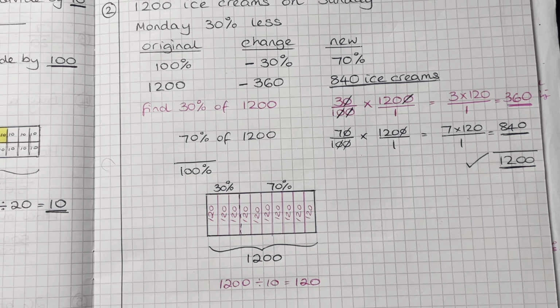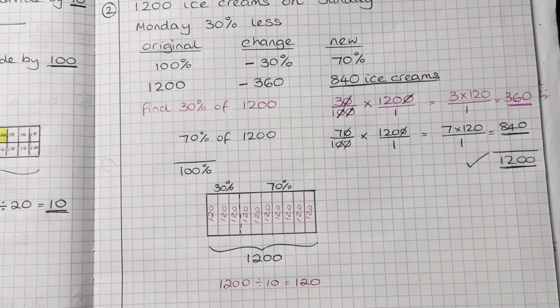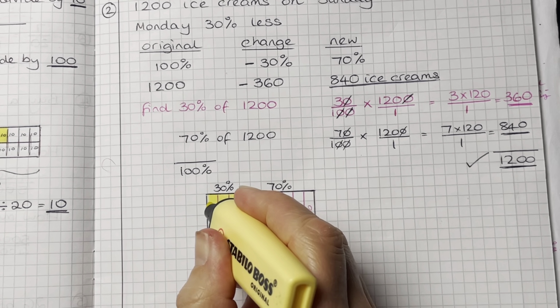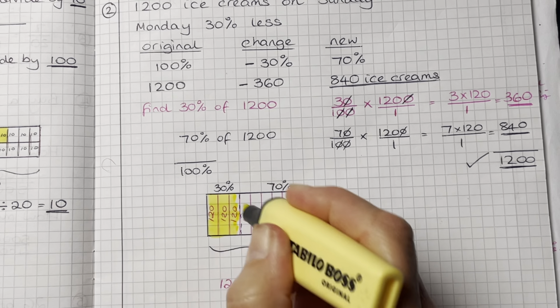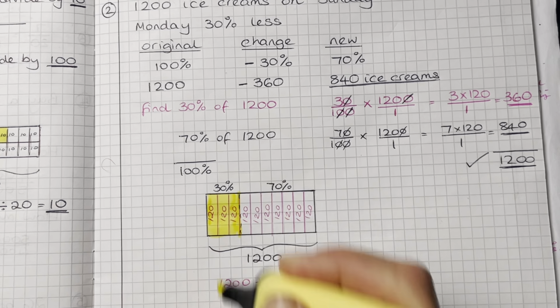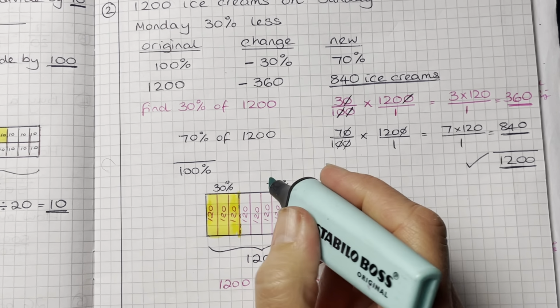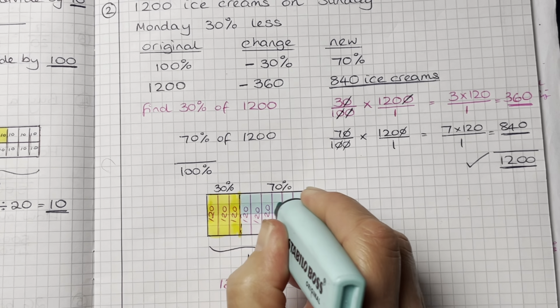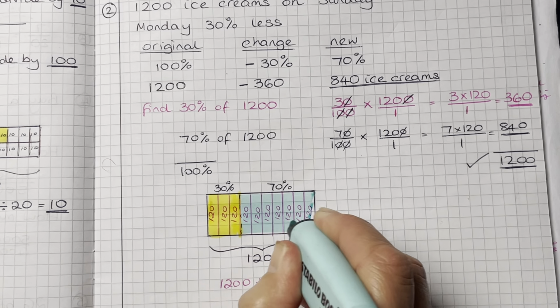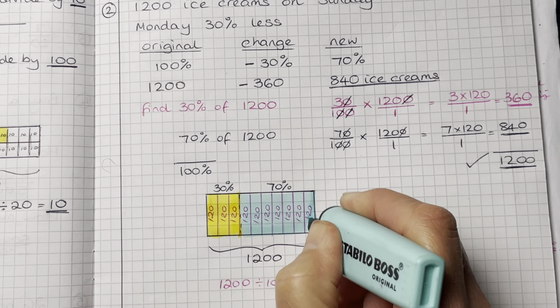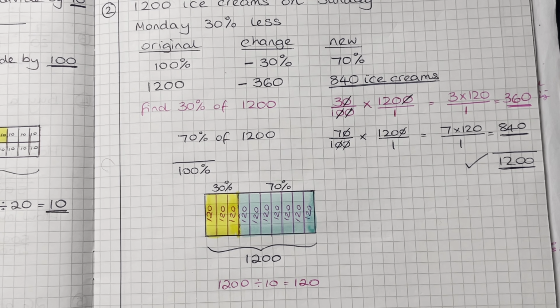And now visually it's really nice that you can see that 30% is 3 lots of 120, which is my 360. And 70% is 7 lots of 120, which is my 840. Okay, so hopefully that's also a really nice way of visually representing it.